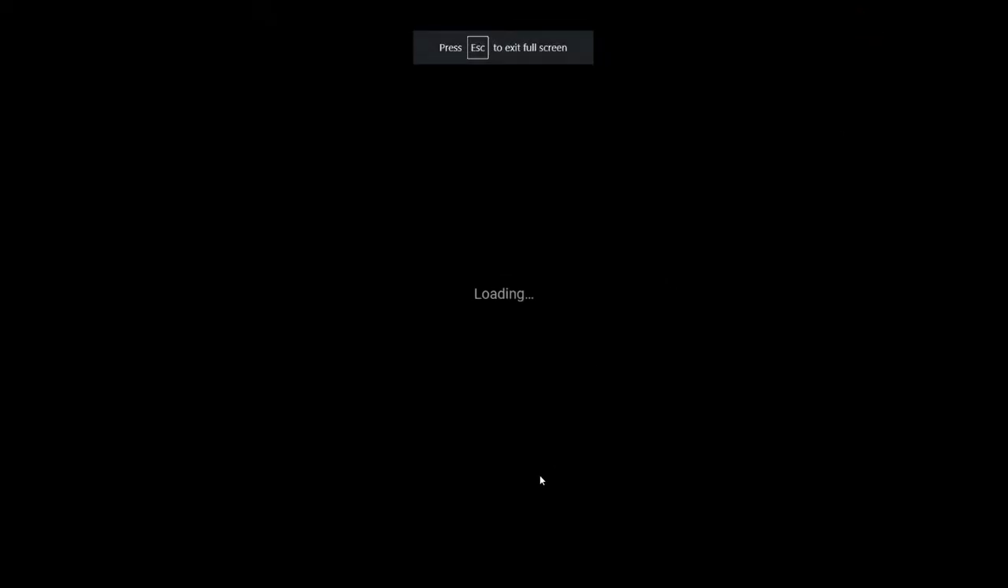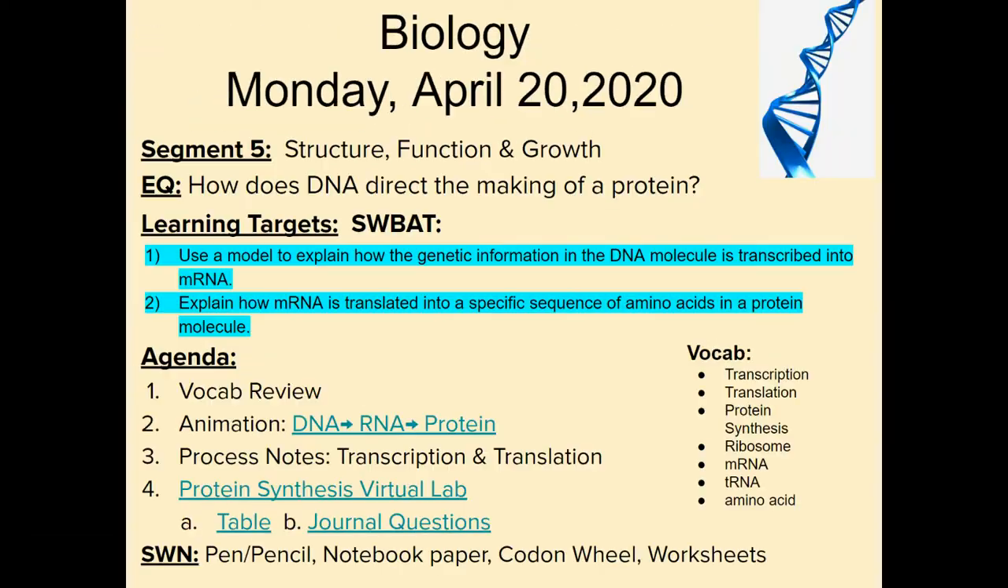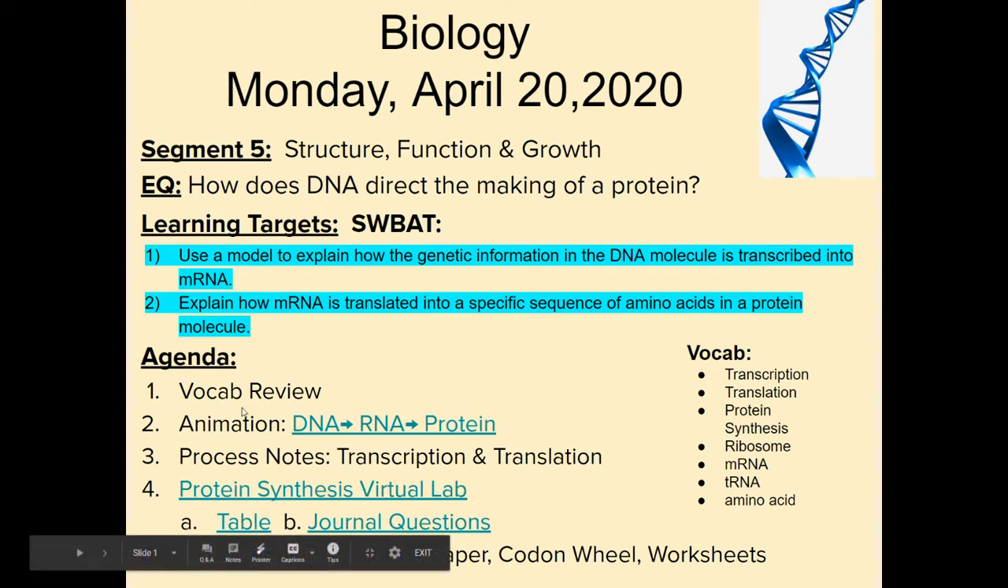Alrighty. So we went through the learning targets. What are we going to do? What's our agenda for the day? I would like us to review some vocabulary. I would like us to look at an animation of the central dogma, going from DNA to RNA to protein. We'll do a notice and wonder chart of this animation like we normally do.